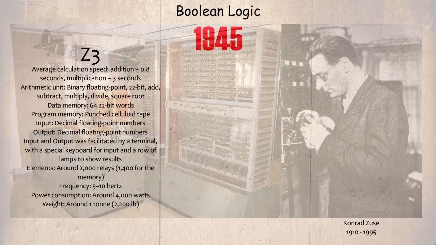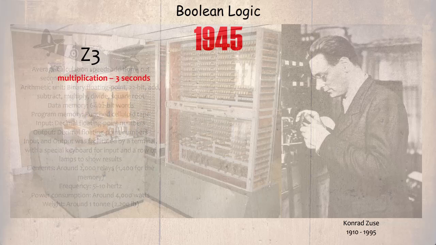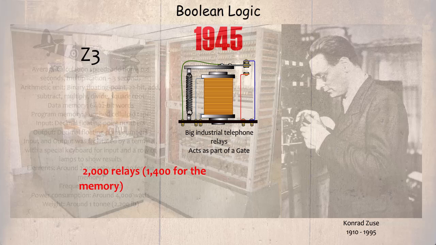The Z3 system could complete multiplications within 3 seconds, and the output was on punched celluloid tape. It consumed 4,000 watts and weighed in at 1 ton. It had 2,000 industrial relays that would have operated between 5,000 and 10,000 times per second. Unfortunately, as with a lot of things happening in the 40s, sadly the Z3 was bombed and destroyed.